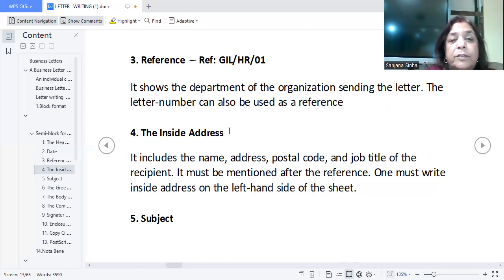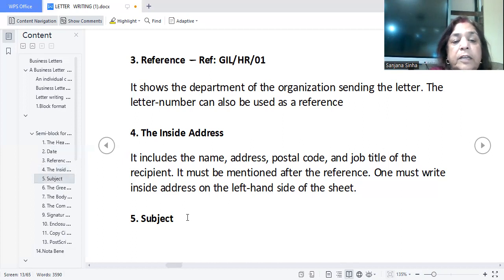The inside address is the recipient's address, the person whom you're writing to. It includes the name and address, postal code, the job title of the company recipient. For example, if you're writing to Mr. HR Gupta, general manager, then his name, designation, and of course the complete address of the person. One must write the inside address on the left side of the sheet. Of course, this is the block style of writing a letter, so everything will be aligned towards the left side.